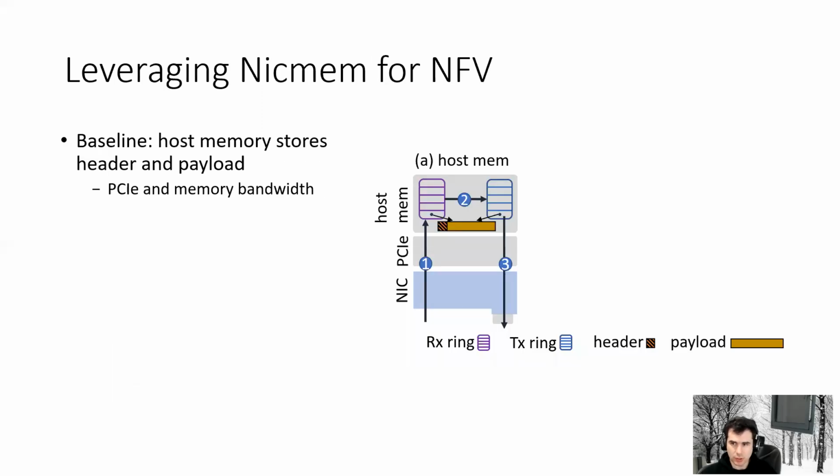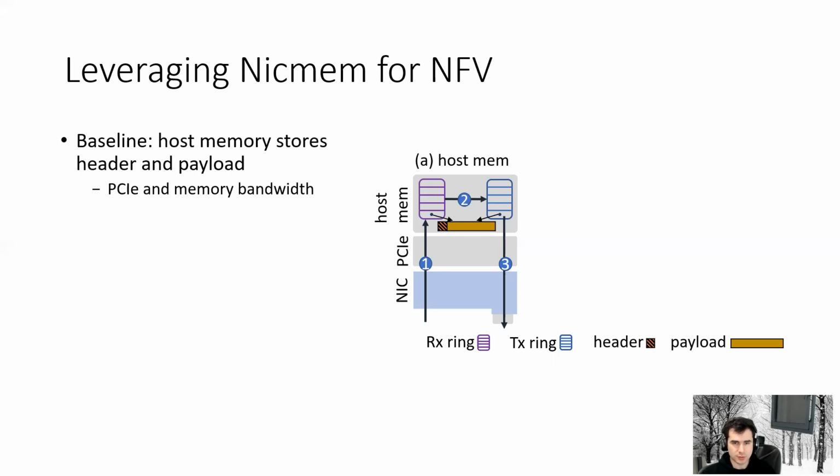Next, we show how to leverage Nicmem to mitigate the costs of data movers in network function virtualization applications. We focus on the DPDK framework as it is common in NFV applications. So first, we describe how DPDK processes packets today when only host memory is available. So when a packet is received by the NIC, it selects a queue to process that packet, a receive queue. It goes and reads a descriptor from the receive queue, which points to a buffer.